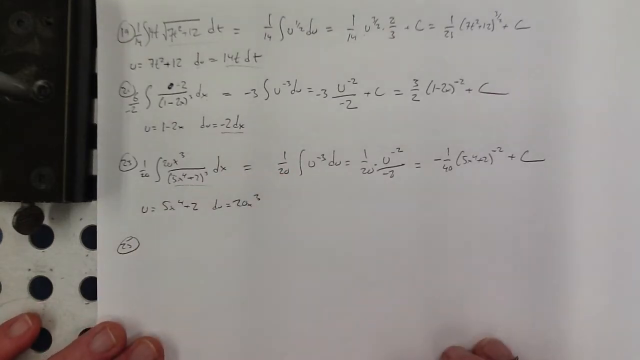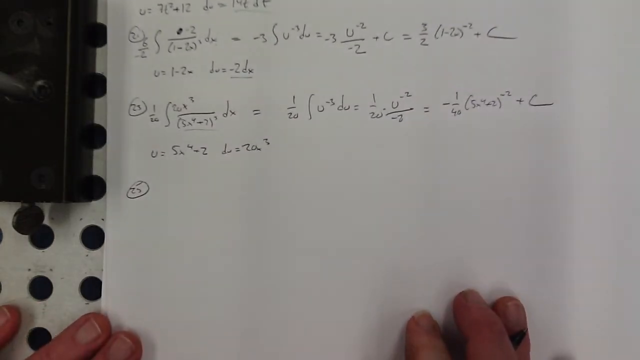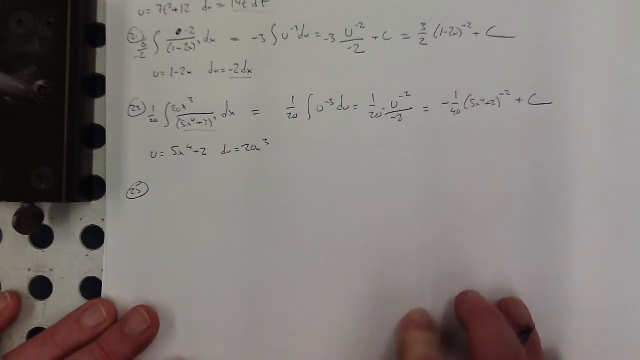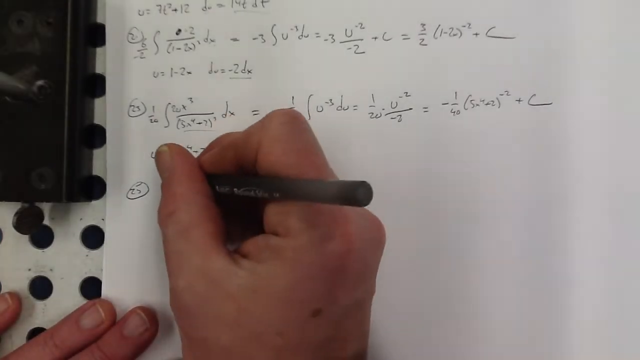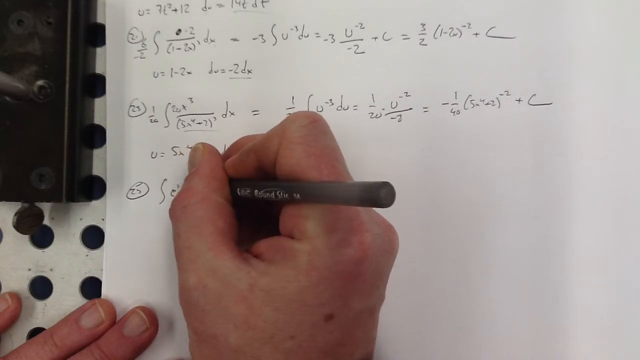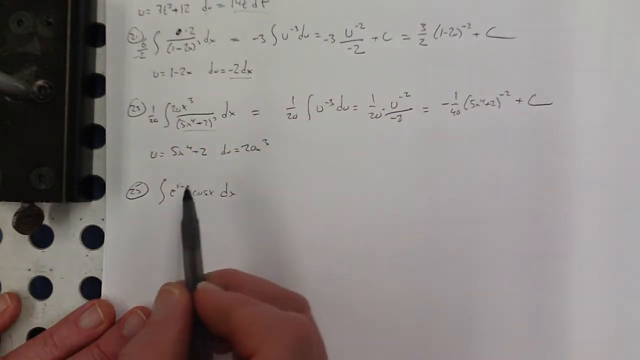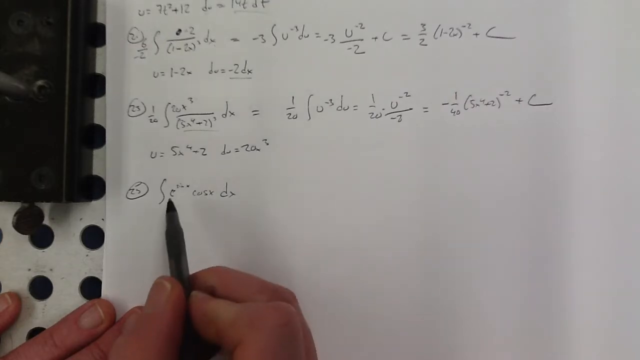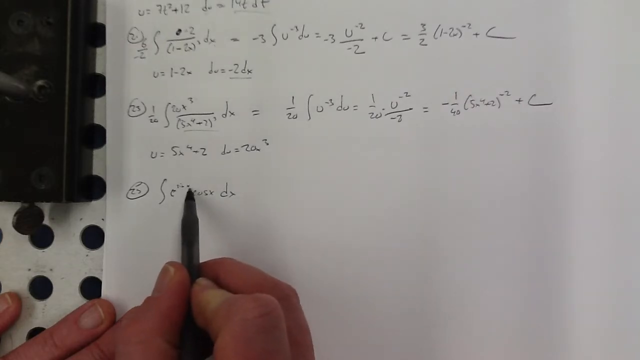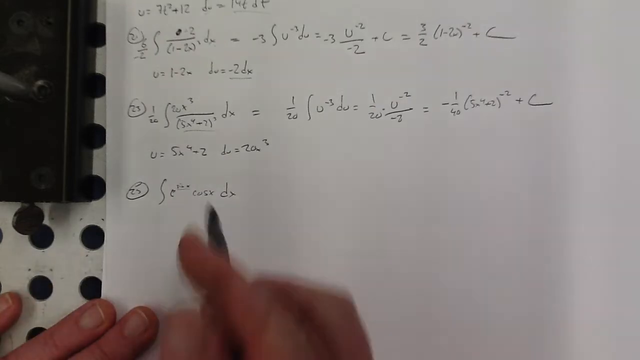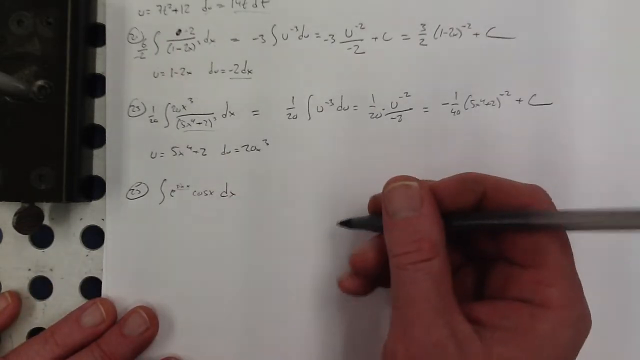25. e to the sine x times cosine x. Who comes up with this stuff anyway, huh? So if you're looking for a what's inside, remember the exponent in the e to the whatever, that's kind of like the what's inside.